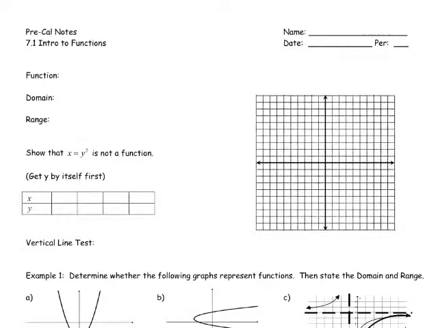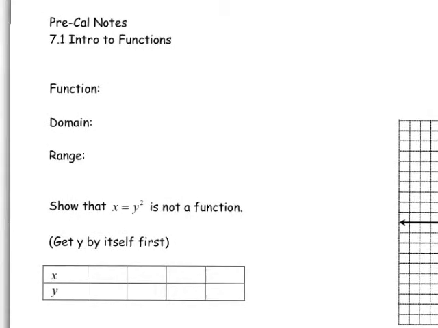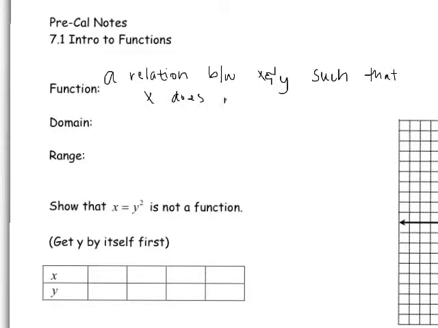All right, so today we're going to start talking about domain and range and functions. So a function is a relation between x and y such that x does not repeat. Okay, and then we know that the domain is all the x values. You might have heard of DOHLER-RIBET. We're going to use that some. And then the range is all the y values.